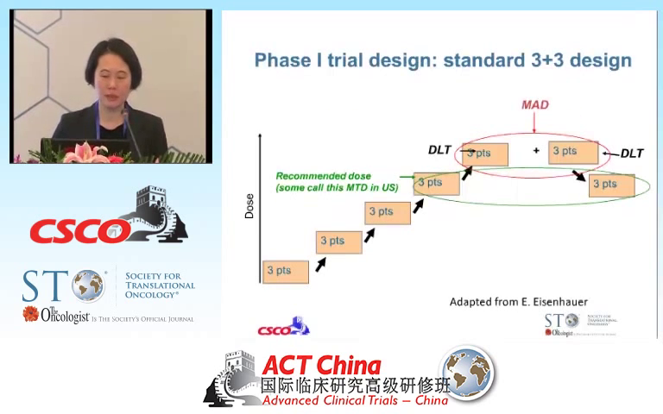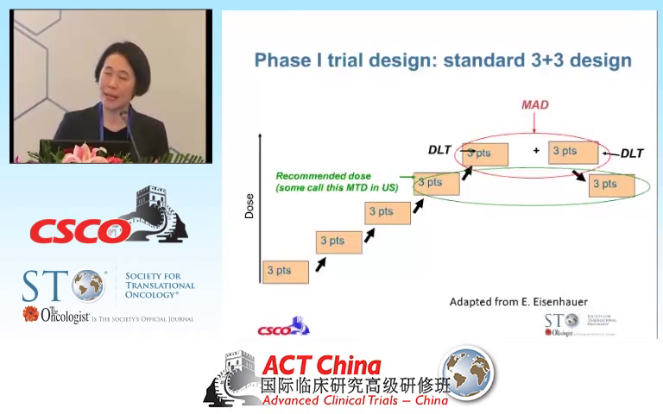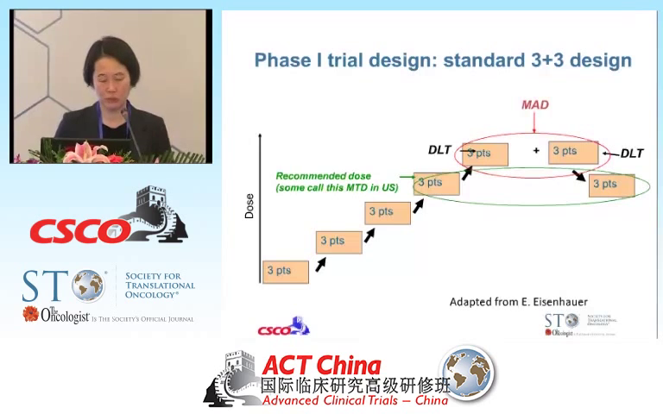So this is a very typical standard 3+3 phase 1 trial where you enter patients at the lowest dose, 3 patients, and you escalate until you see some sort of dose-limiting toxicity. And if you see it in 1 of 3 patients, you expand. And then subsequently, if you see another dose-limiting toxicity, that becomes your maximum administered dose. And the dose behind it or below it is your MTD in the US or is your recommended phase 2 dose anywhere. And that's just really one example of a very simple standard phase 1 design that is still commonly used in many phase 1 trials.